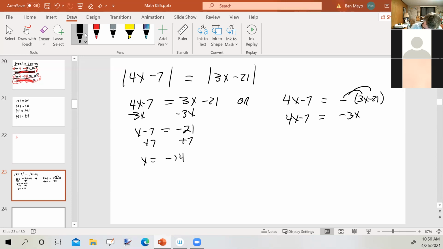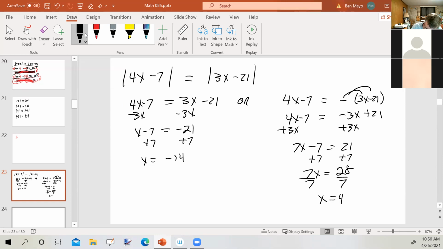Solving the second equation, 4x minus 7 equals, distributing, -3x. Negative times negative is plus 21. Okay. I'm going to add 3x to both sides of the equation. 7x minus 7 equals 21. Add 7 to both sides. 7x equals 28. Divide by 7 and x equals 4. So I've got 2 possible solutions.